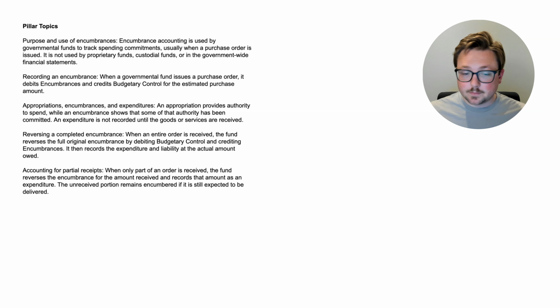Now, that is a little bit different when it comes to partial receipts. Let's talk about accounting for partial receipts. When only part of an order is received, the fund reverses the encumbrance for the amount received and records that amount as an expenditure. The unreceived portion remains encumbered if it is still expected to be delivered. If the rest of it was canceled for some reason, then you reverse the rest of the encumbrance. But if you're still expecting to receive it, you keep that encumbrance until it's been fully received.